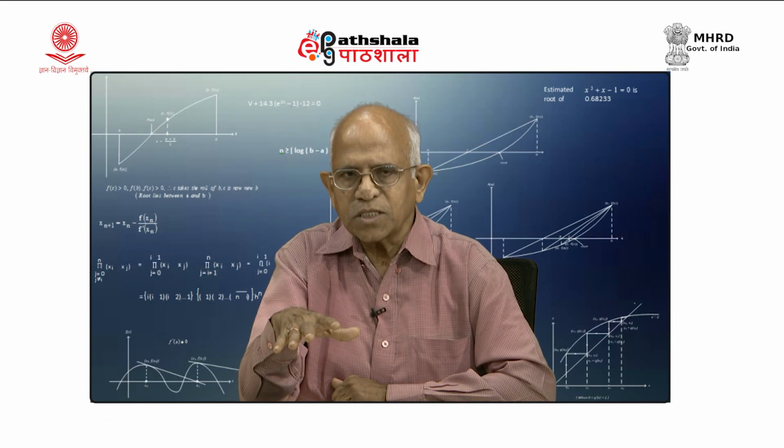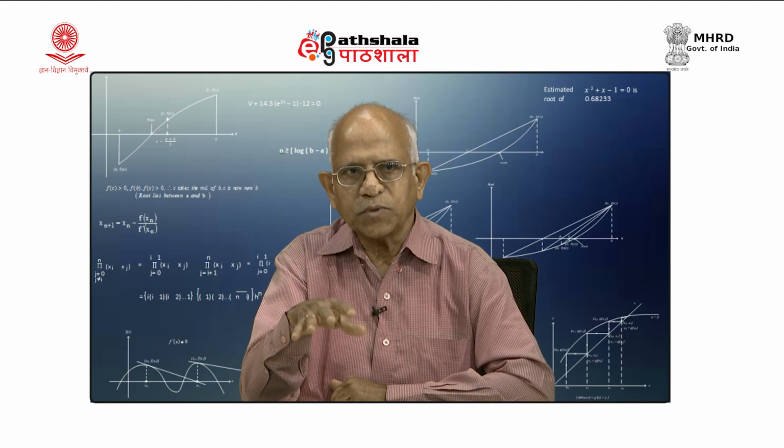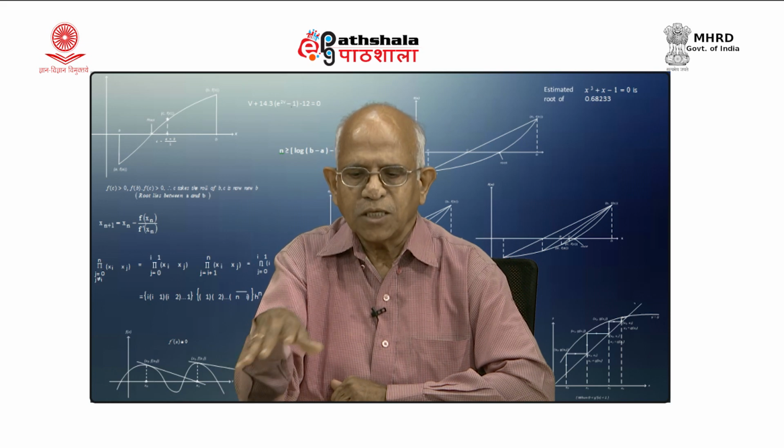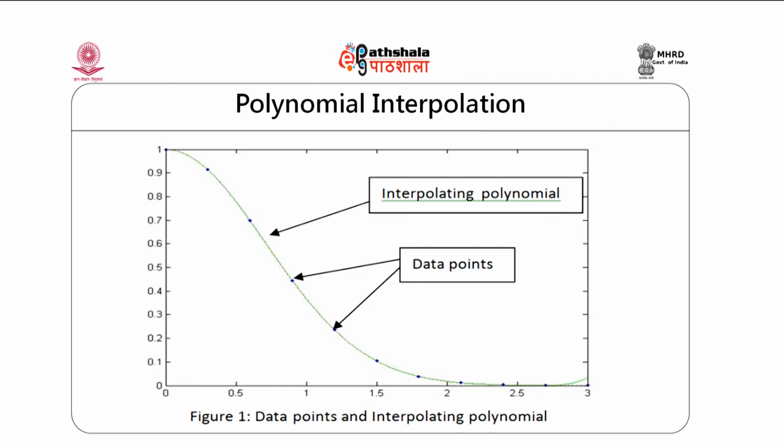So, in general, if you are just trying to determine some functional relationship, it is interpolation. If you are trying to determine the relationship in the form of a polynomial, it becomes polynomial interpolation. This graph shows how the x values are plotted along the x axis and y values along the y axis, and these are the data points given on the curve. This is the interpolating polynomial curve, which passes exactly through all the data points.